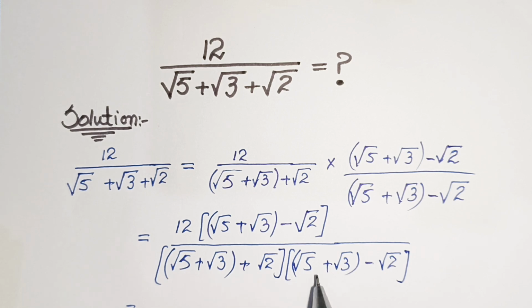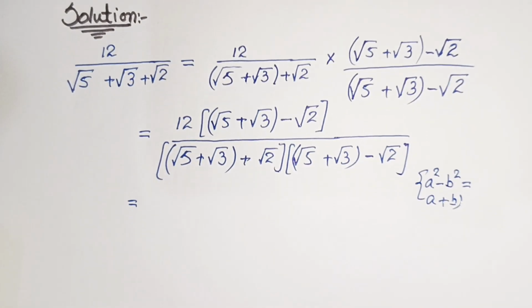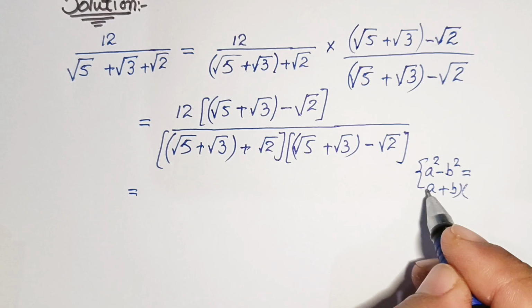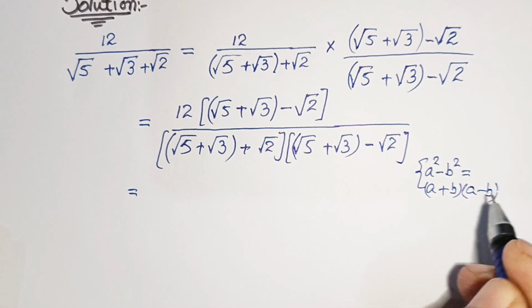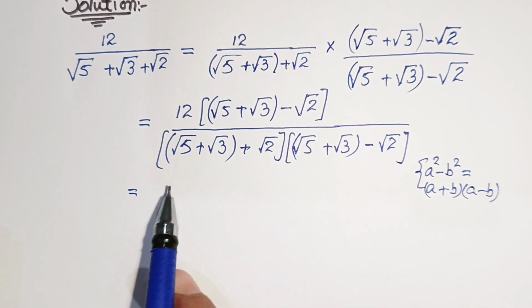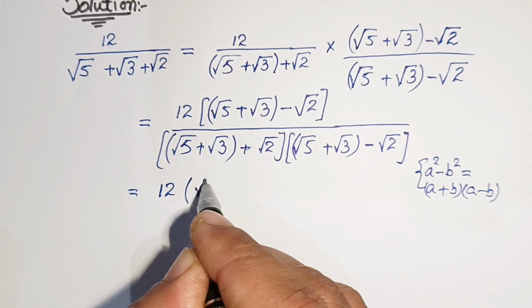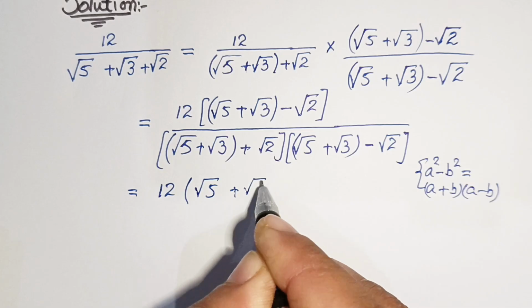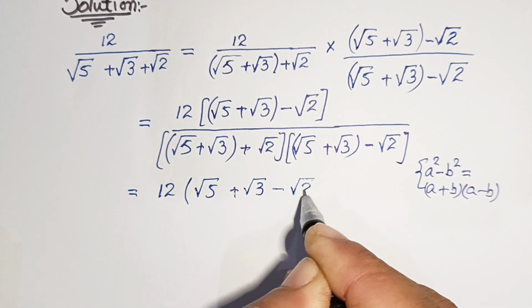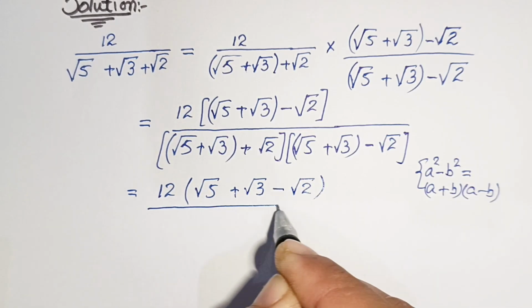Similarly, a plus b times a minus b, and we know that by the algebraic identity, a squared minus b squared is equal to a plus b times a minus b. So we can use this identity here in the denominator. So 12 times square root of 5 plus square root of 3 and minus square root of 2, all over.